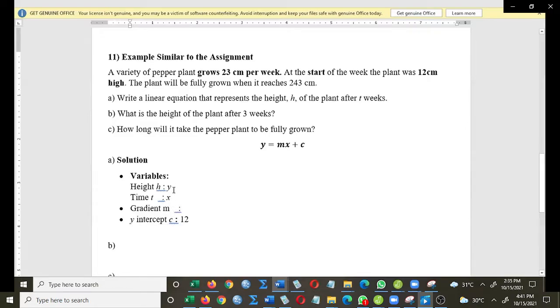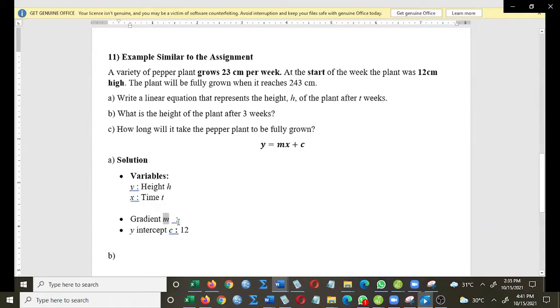Okay, so what I need to do is to put the Y there instead, and then to put the X there instead, and put the colon there. So the Y will be the height, the X will be the time. So those will be the variables, okay? 1, 2, 3, 4. We put a 12 for the C, so Y and X will be letters, but M and C will be numbers.